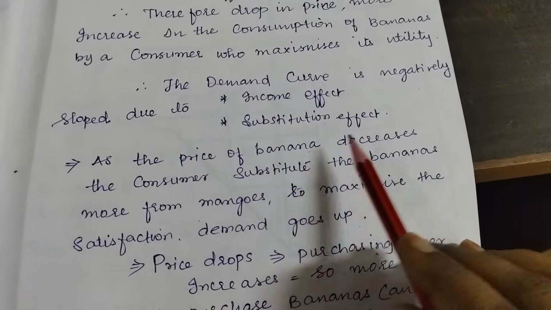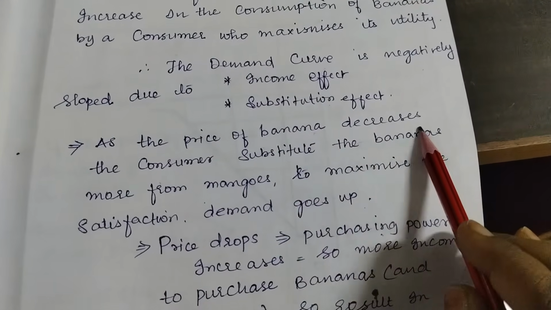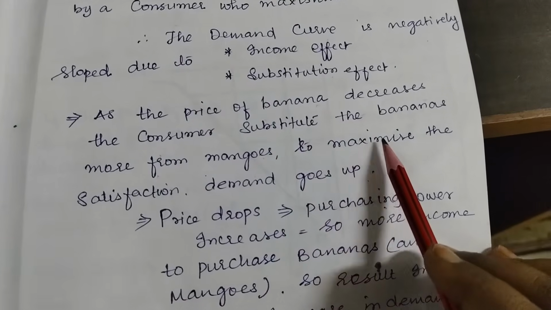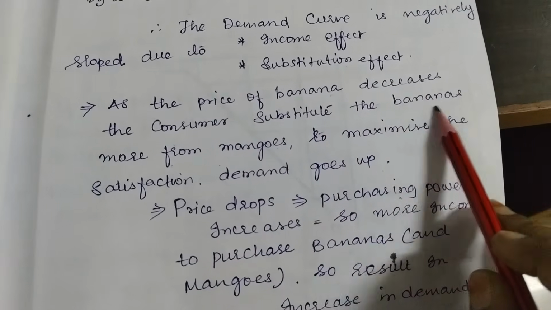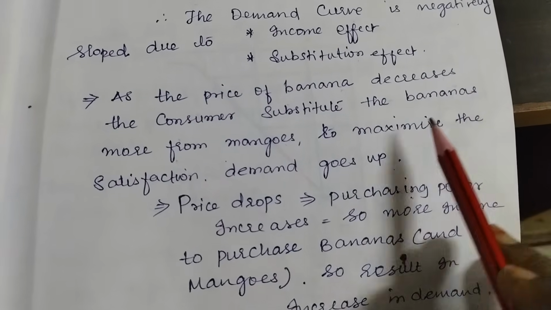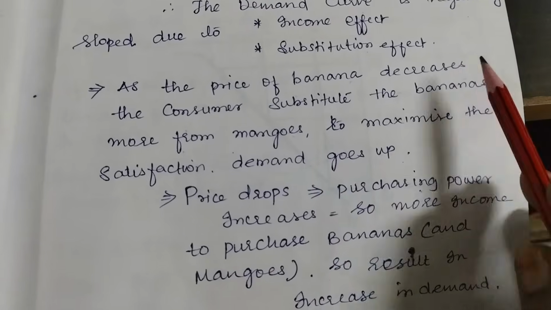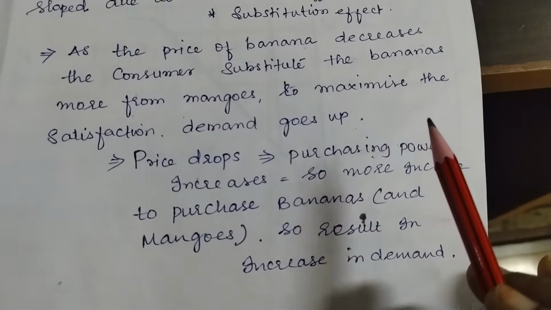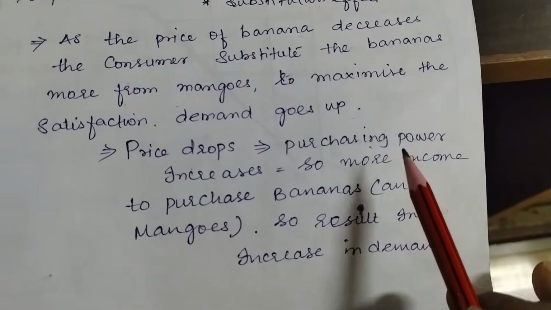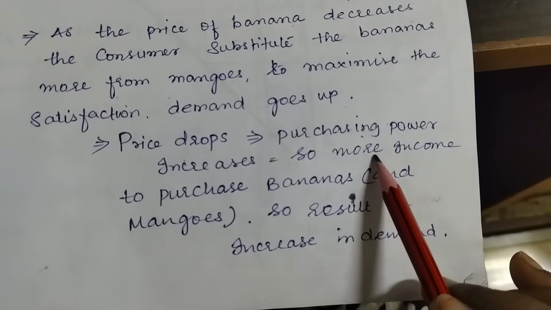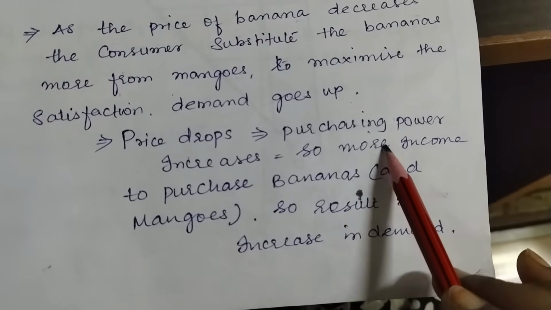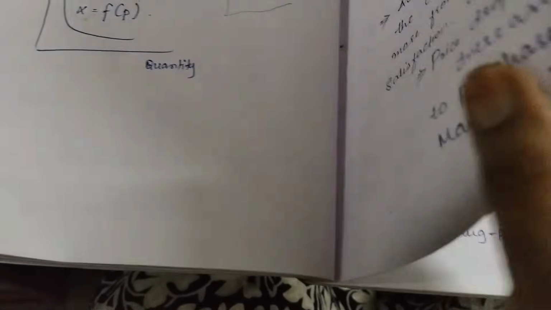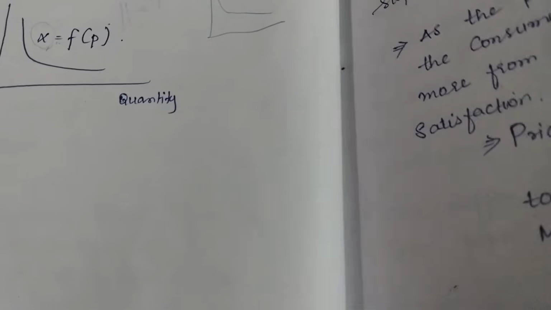As the price of banana decreases, the consumer substitutes bananas for mangoes. He purchases more bananas than mangoes to maximize his satisfaction because the price of banana keeps dropping, so the demand for bananas goes up. Whenever the price drops, it increases the purchasing power of the consumer. When the purchasing power increases, he is able to purchase more from the available income, and that leads to more demand for the good. Now we will understand that with the help of a diagram.